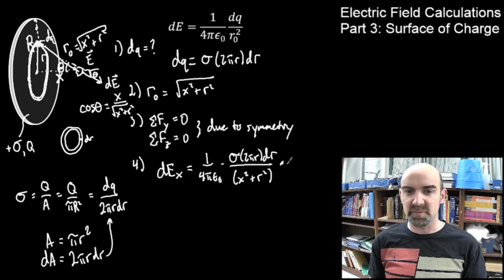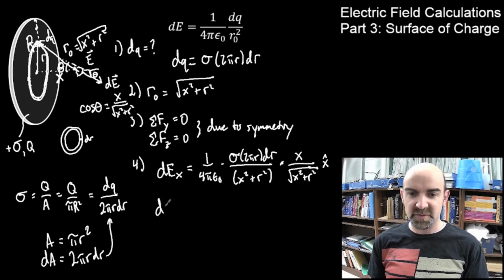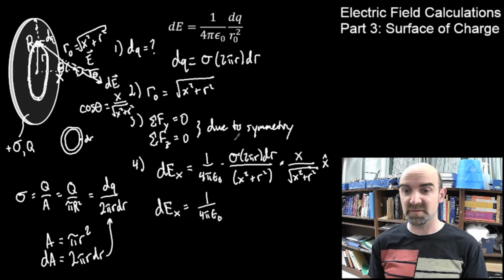And that's what we're going to multiply over here. So electric field times cosine of theta, x over root x squared plus r squared. And that will be all in the x direction. Okay, all right. Here's our little change, our little d, our dr. I'm going to first combine some similar terms and pull out some constants.